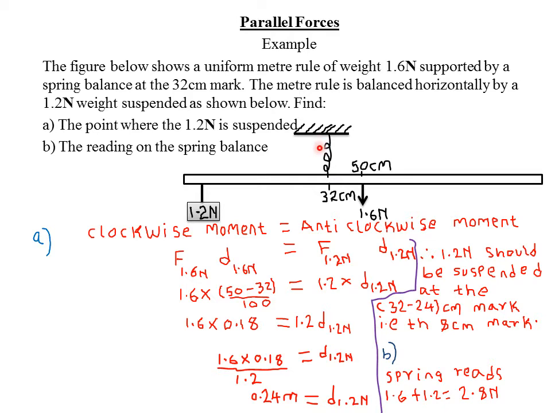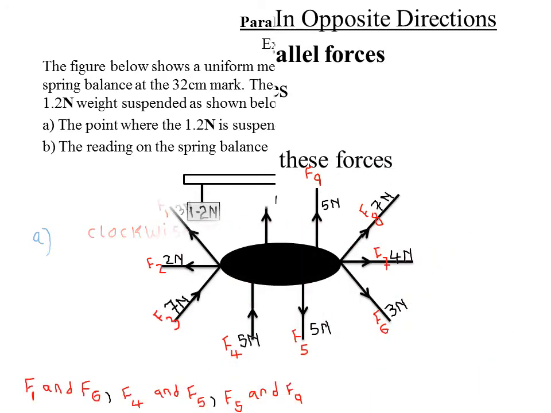The total upward force is simply the force provided by the stretched spring, which is holding this bar horizontally. So the total upward force will be equal to the total downward force. So the spring's reading will be equal to the total downward force, which is given by 1.2 Newton plus 1.6 Newton. Therefore our spring reads 1.6 plus 1.2, which is 2.8 Newton. So the spring reads 2.8 Newton.